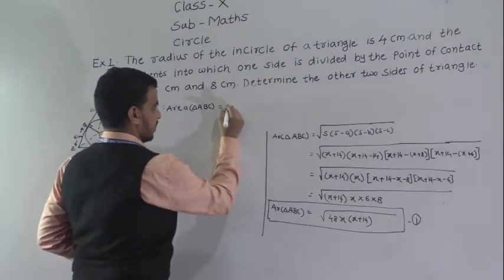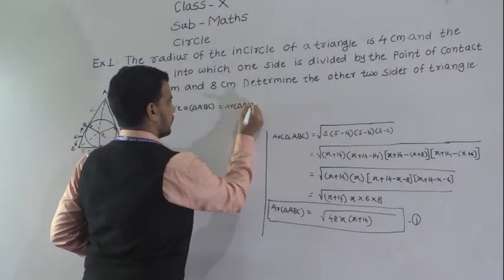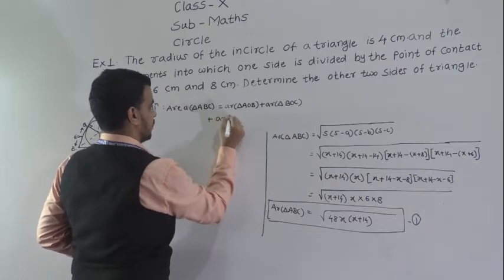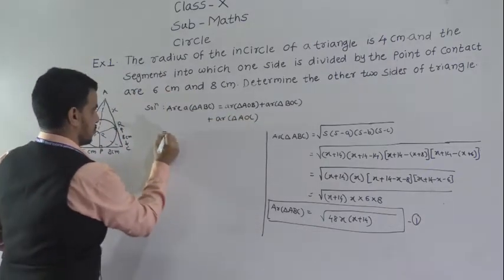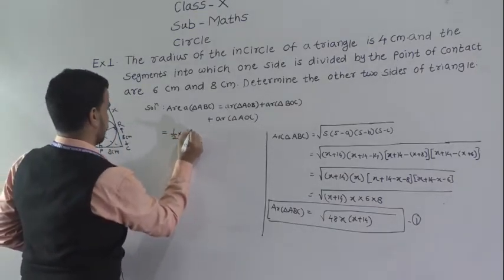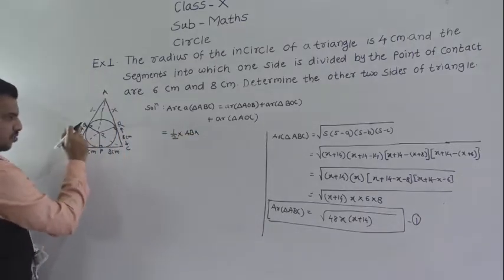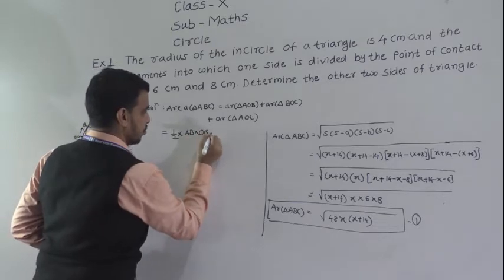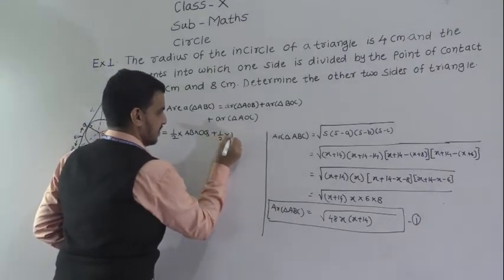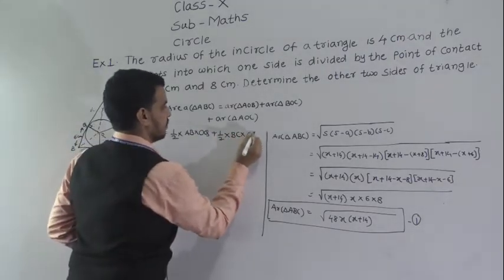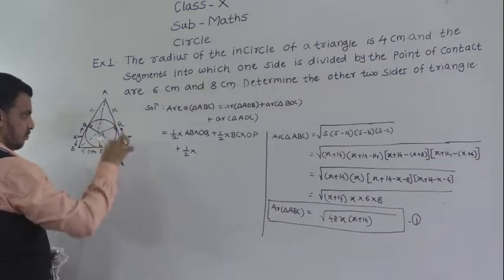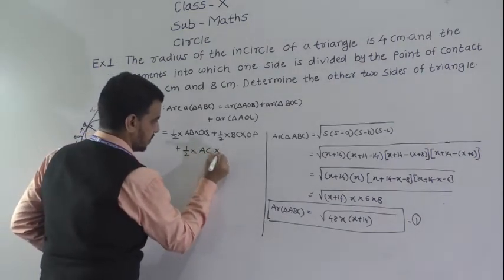Okay, so this area we can write as area of triangle AOB plus area of triangle BOC plus area of triangle AOC. Okay, so area of triangle AOB is half into AB into OQ, where the base is AB and the height is OQ, plus area of triangle BOC is half into BC into OP, plus area of triangle AOC is half into base AC and height OR, so half into AC into OR.